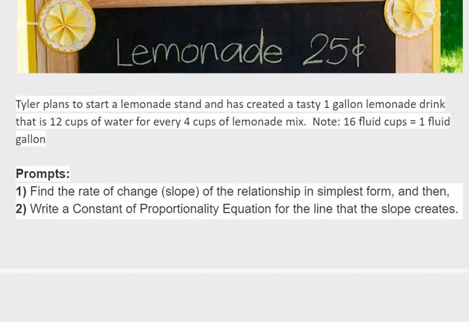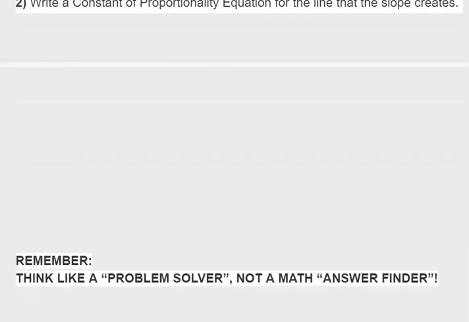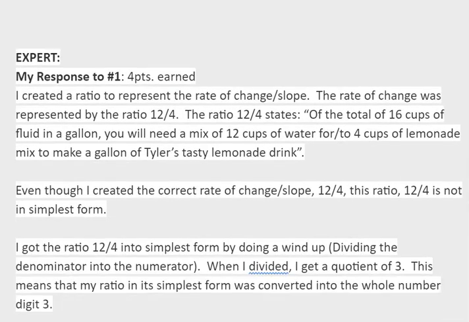Number 1. Actually, I'm going to grab this if I can. Okay, it's not going to let me. All right. So number 1 says find the rate of change or slope of the relationship in its simplest form. So let's look at what this person puts here. Expert. So this person earned 4 points right here.